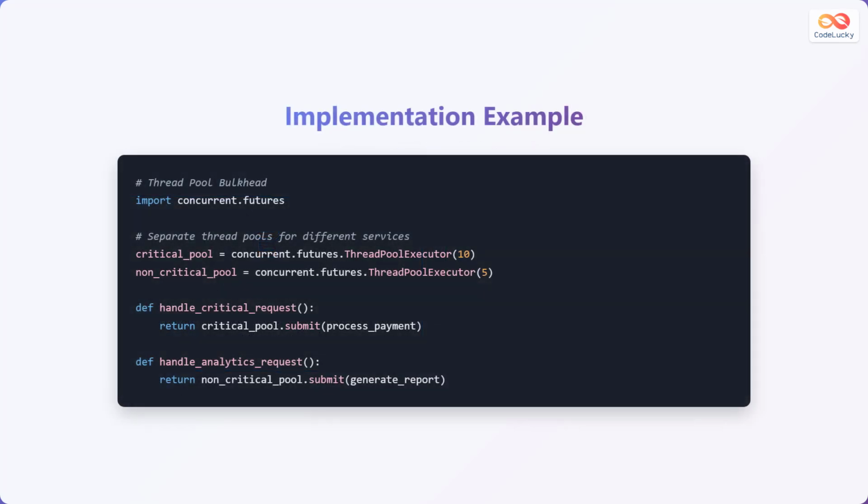Here's an example of thread pool bulkhead implementation in Python. First, we import the concurrent futures module. Then we define separate thread pools for different services. Here, critical pool is assigned 10 threads, while non-critical pool is assigned only 5 threads. Next, we define a method called handle critical request, in which the critical pool submits a process payment. Lastly, we define a method called handle analytics request, in which the non-critical pool submits a generate report function.